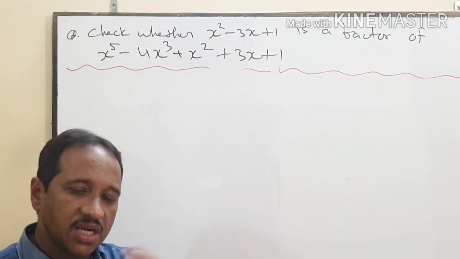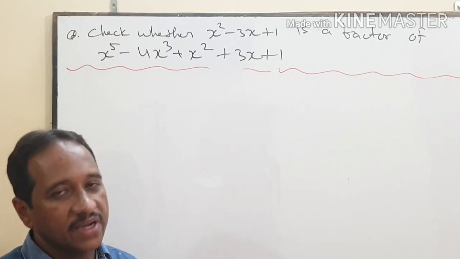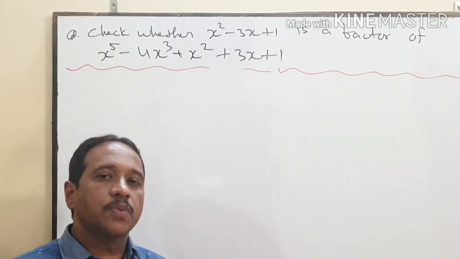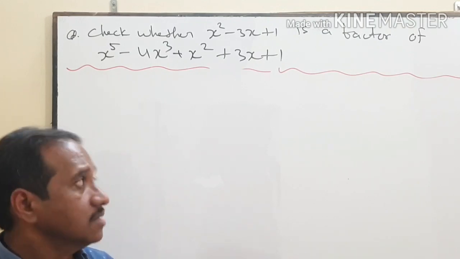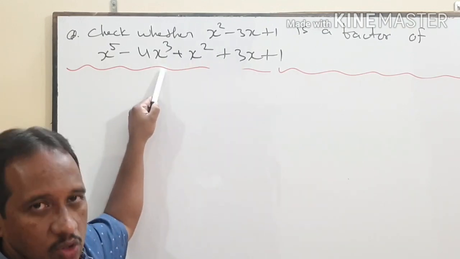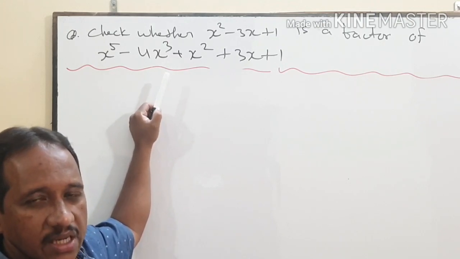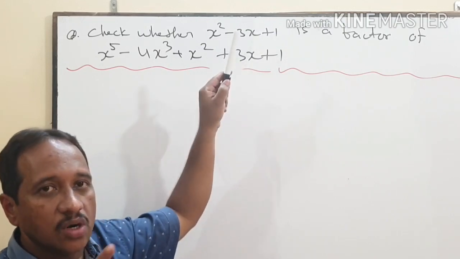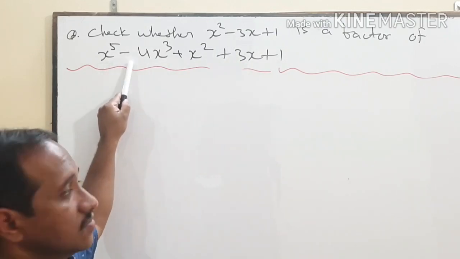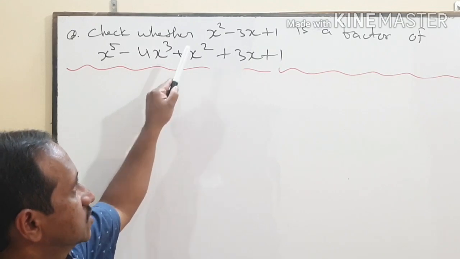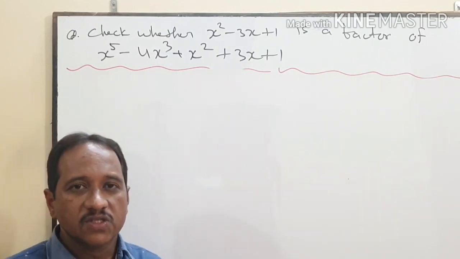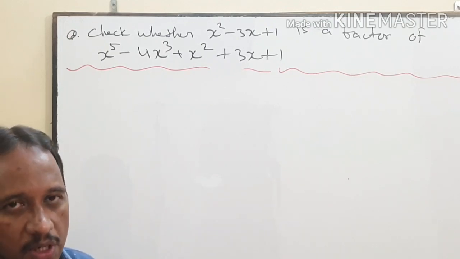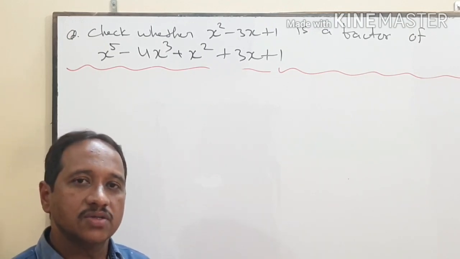So, p of x is this polynomial and g of x is this polynomial, that is x square minus 3x plus 1. We will divide p of x by g of x and we will get a quotient and the remainder. If the remainder polynomial is equal to 0, then this is a factor of this polynomial. If the remainder polynomial is not equal to 0, then x square minus 3x plus 1 is not a factor of x raised to 5 minus 4x cube plus x square plus 3x plus 1. So, we are going to divide the dividend polynomial by the divisor polynomial to get the quotient and remainder.